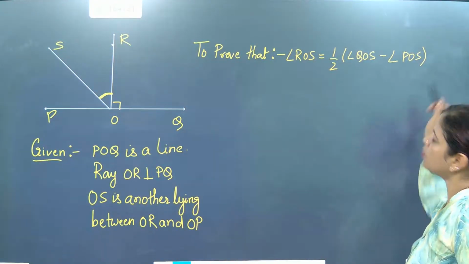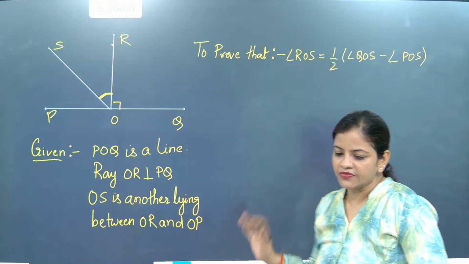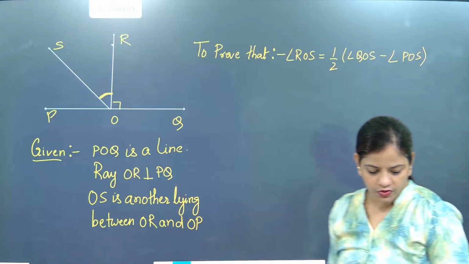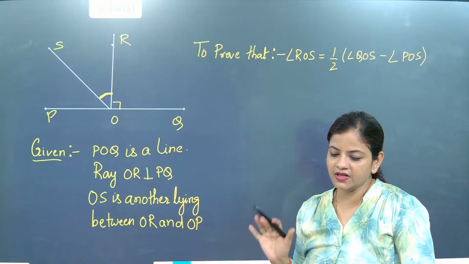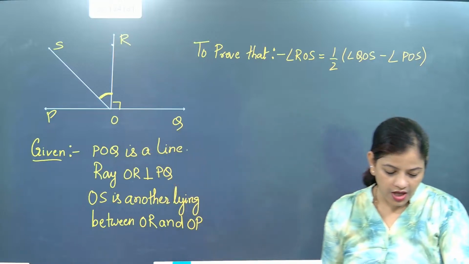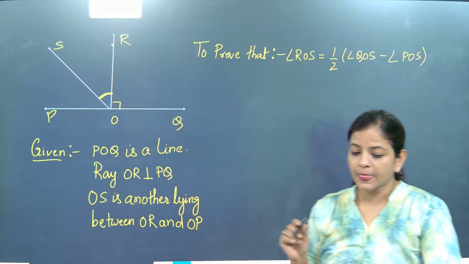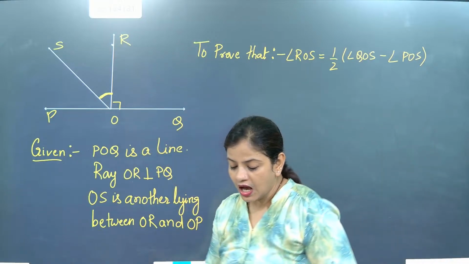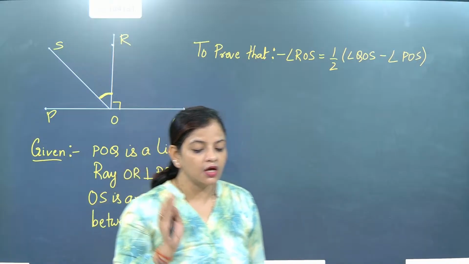Now look here. So half of angle QOS minus angle POS. This is what we need to prove. Now only one thing is given, that is exactly this 90 degree. Angle ROQ is given as 90 degree. Now totally up to us how we are going to solve the question.